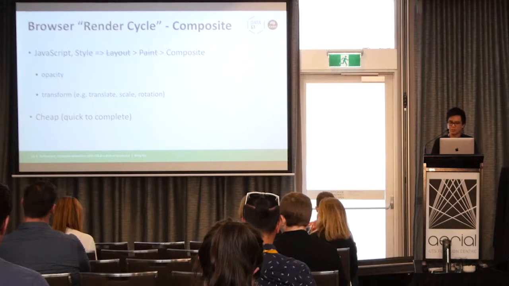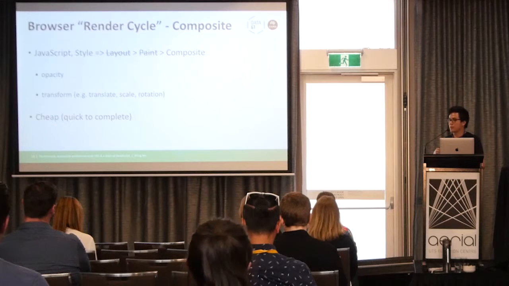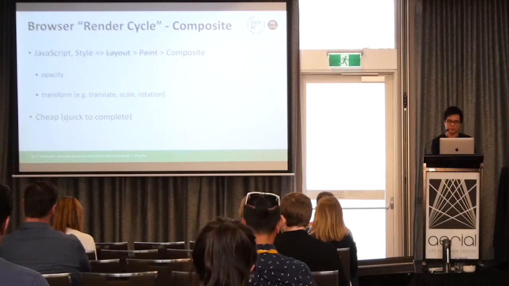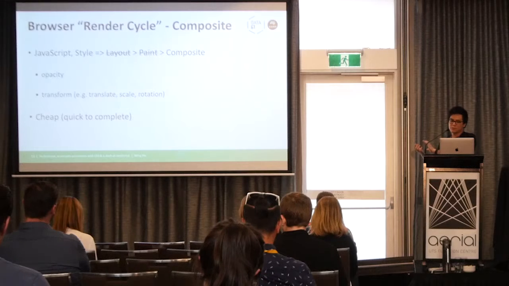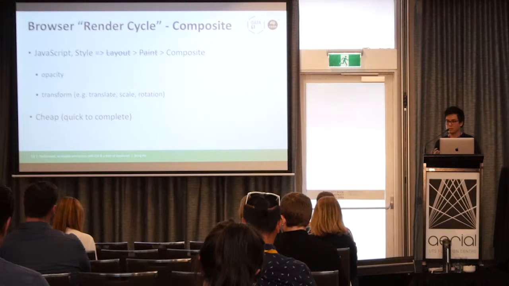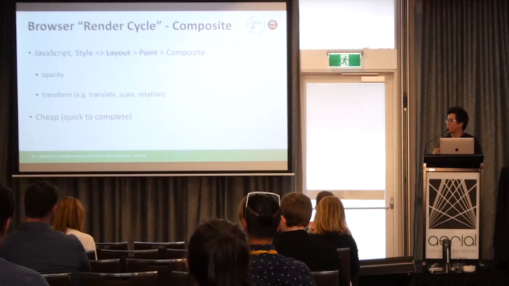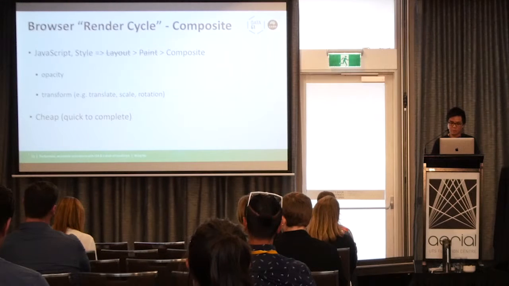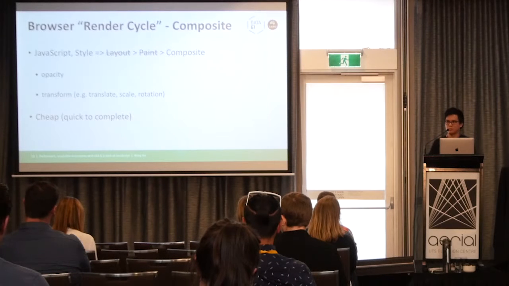And the composite layer is where we want to actually animate our properties. And the two properties that get offloaded to the GPU, the graphics processing unit, are opacity and transform. And these are very cheap and quick to perform. So we want to limit animations to opacity or transform where possible.